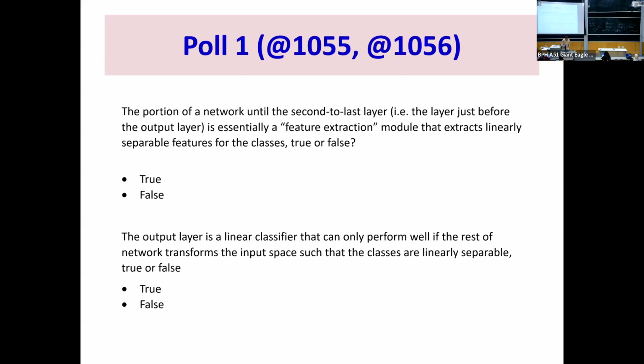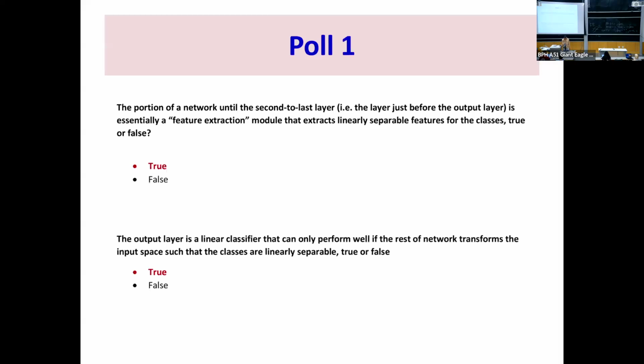True. Let's see. So the portion of the network until the second to last layer is essentially a feature extraction module that extracts linearly separable features from the data. And the output layer in your network is a linear classifier that will only perform well if the rest of the network successfully manages to separate the classes and transform the data so that they are linearly separable.